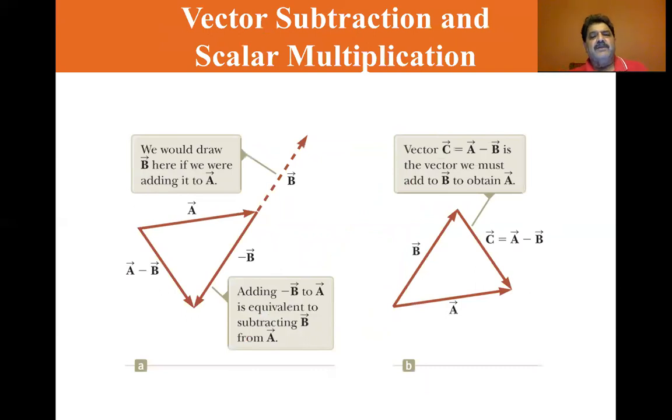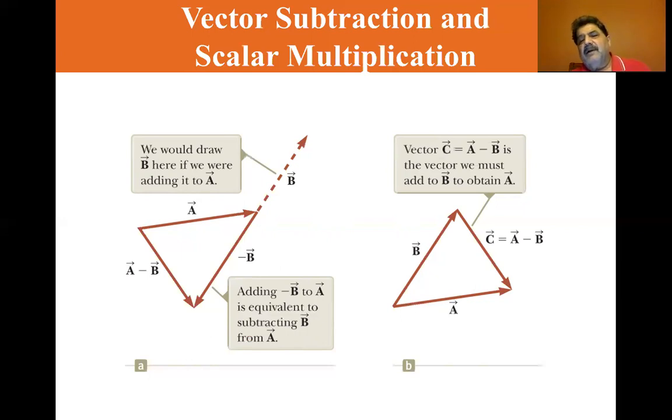Okay, now vector subtraction and scalar multiplication. Now, one way to think about vector subtraction is if you take A plus B and you reverse the direction of B and add them, you essentially get A minus B. So you can see the dash line is where B would be drawn if you were adding it to A. But if you draw the reverse of it and add them, that's A plus a minus B. That's the same as A minus B.